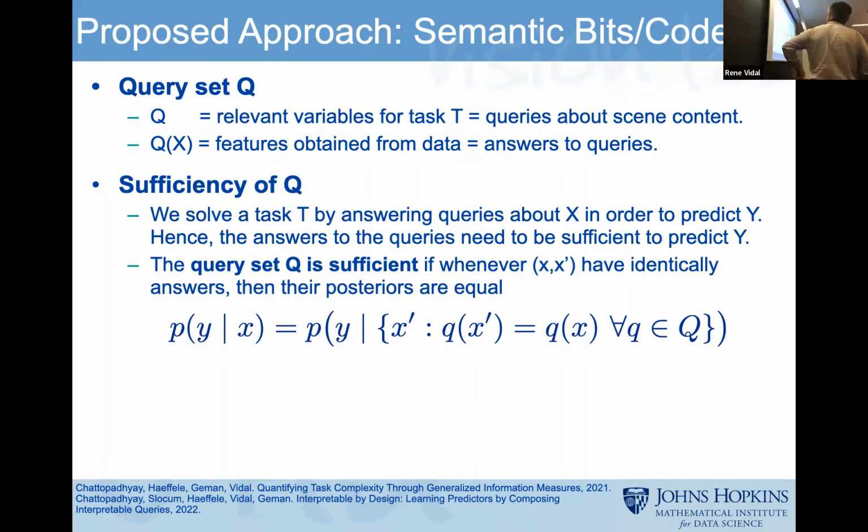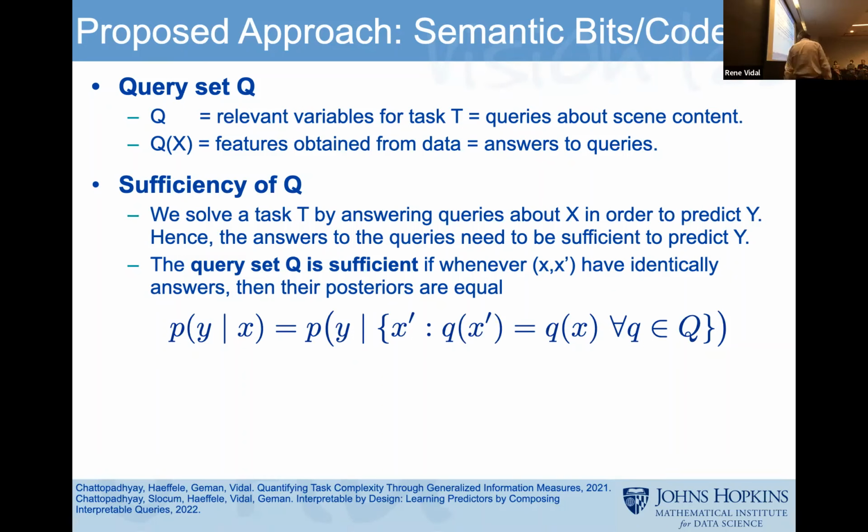So as I said already, we solve a particular task by answering queries about X with the goal of predicting Y. X here is a random variable that defines my input data. In the bird example, it's images. Y is what I want to predict; in the bird example, it is the class of the bird. And the notion of sufficiency is defined mathematically as follows.